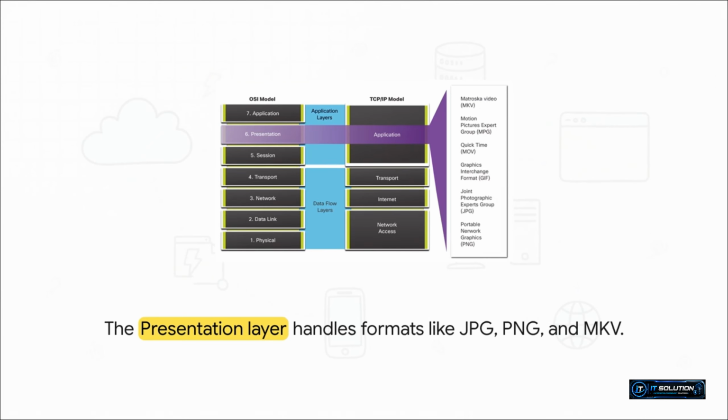To put that into perspective, without the presentation layer, your device would just receive a chaotic jumble of unreadable bits. There'd be no pictures, no movies. It guarantees that the raw data arriving on your screen is correctly recognized as a Joint Photographic Experts Group image, a JPG, or a Matroska video file, which is an MKV. It provides the standardization that is absolutely crucial for your system to actually comprehend these specific file formats.